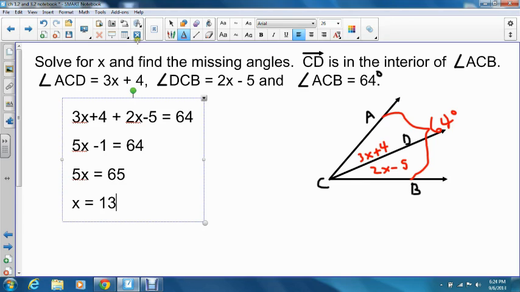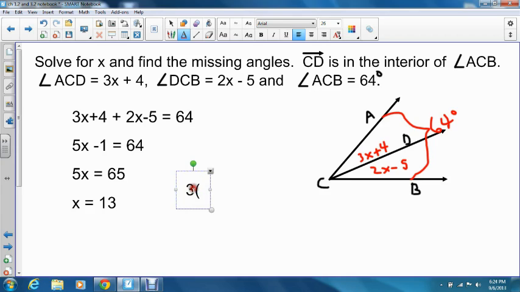I also need to find my missing angle values, like it says in the problem, so I will go ahead and plug those values in. For my angle ACD, it would be 3 times my x, so 3 times 13, plus 4. Well, 3 times 13 is 39. 39 plus 4 is 43.